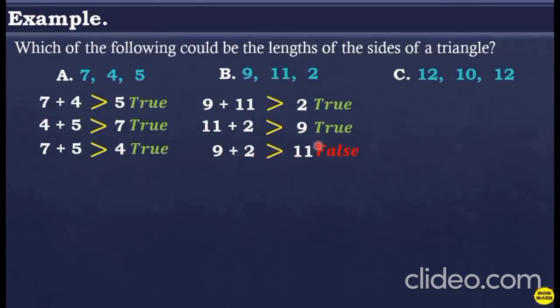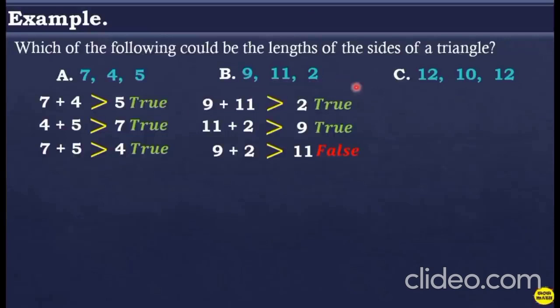So, since we have here one false na result, ibig sabihin, etong length ng side ng triangle is not possible. Hindi siya makakabuo po ng triangle. Okay? So, eto pong given na measures ng lengths ng side ng triangle, hindi po ito makaka-form ng triangle. Why? Kasi meron po ditong nag-false. Okay? So, dapat po yan lahat true.